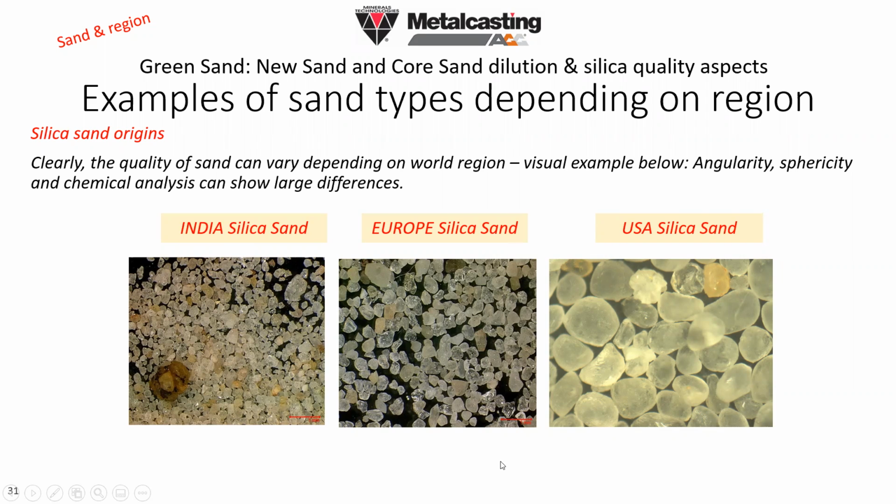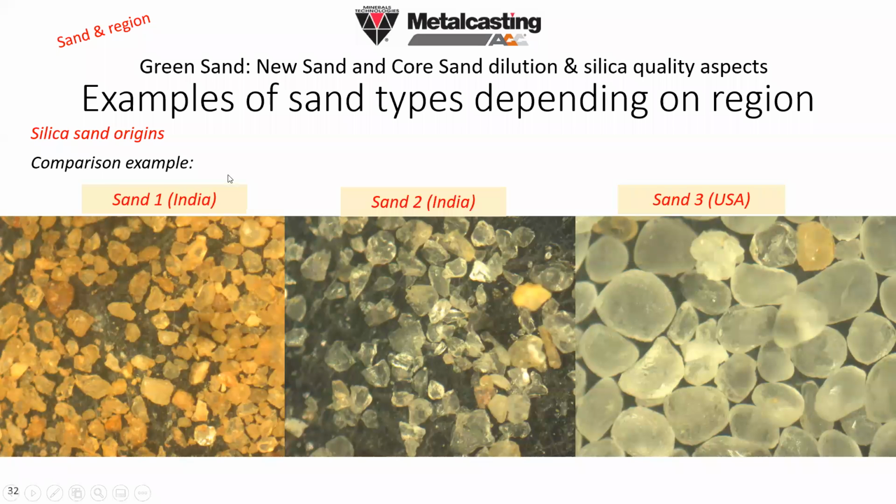I will show you some examples now that we conducted in our lab some time ago. Here, for example, sand 1 from India, sand 2 from India as well, and sand 3 from USA. By the way, in Asia, and especially in India, it's a bit more difficult to get high quality new sand for green sand production and core production.